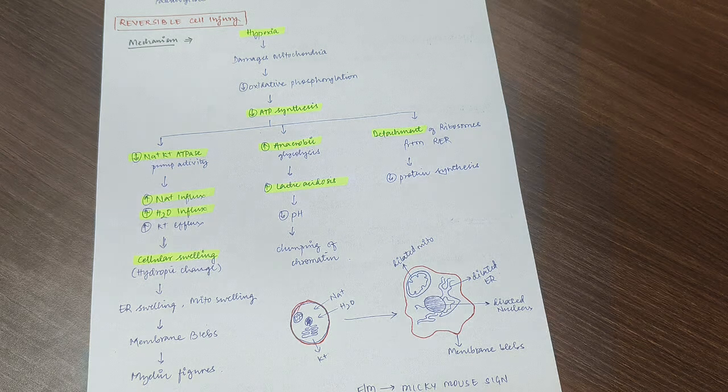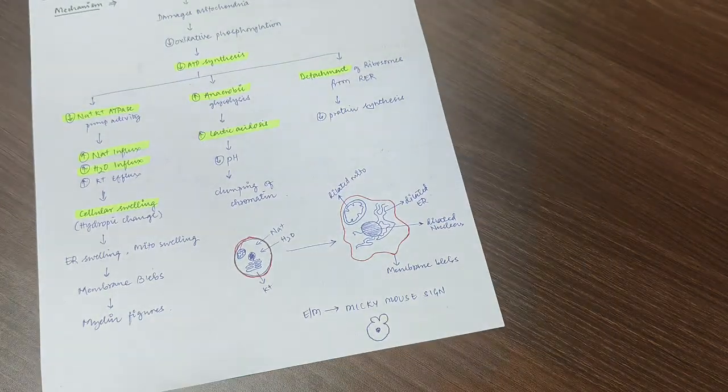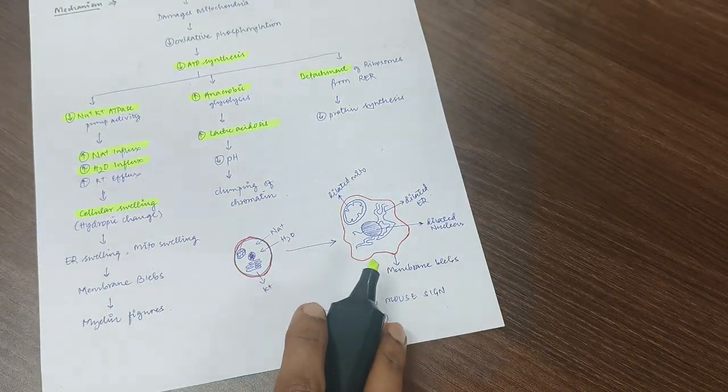The last fate is detachment of ribosomes from the rough endoplasmic reticulum. The rough endoplasmic reticulum contains the ribosomes, and these ribosomes will detach from them. Ribosomes, what are they used for? They are used for protein synthesis. Now they are detaching, and because of this there is decreased protein synthesis. Remember, this is what's seen. This is called hydropic change.